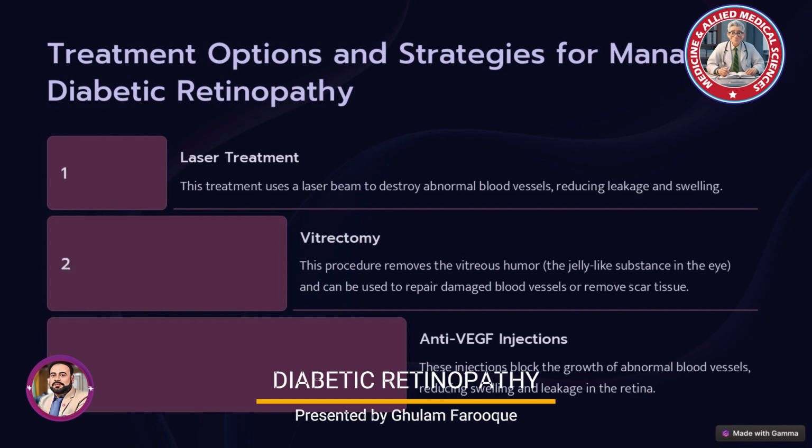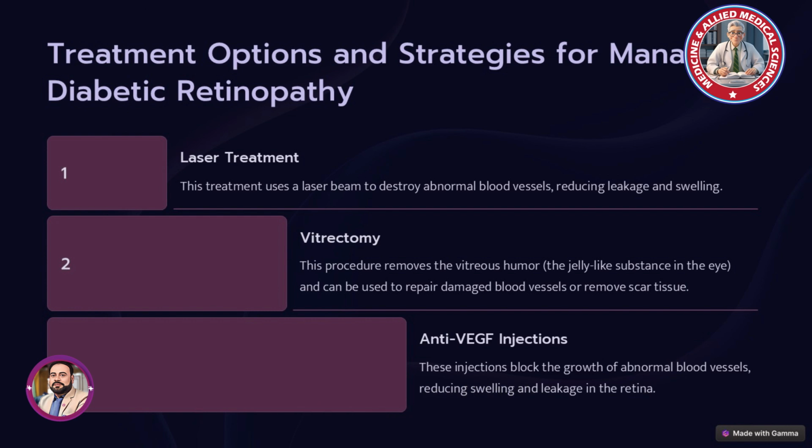Vitrectomy. Surgical procedure to remove the vitreous gel and scar tissue in cases of significant bleeding or retinal detachment. Helps restore vision and prevent complications such as permanent retinal damage. Anti-VEGF injections. Injections of anti-VEGF drugs, e.g., ranibizumab, aflibercept, to block VEGF, which promotes abnormal blood vessel growth. Reduces macular edema and prevents the formation of new fragile blood vessels, helping to preserve vision.